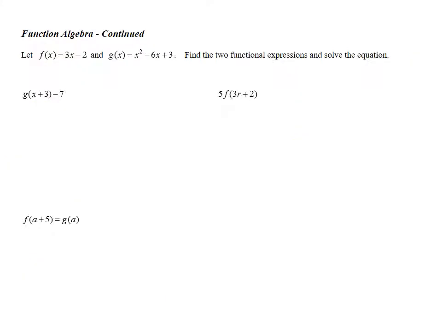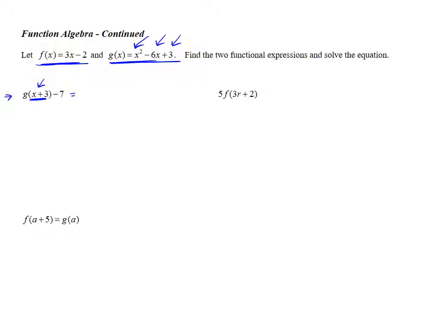Let's do a few more examples. We'll use the same equations we had earlier. f of x equals 3x minus 2, g of x equals x squared minus 6x plus 3. In our first example, we have g of x plus 3 minus 7. Now notice that only the x plus 3 is in the parentheses for the function g, so that means we're only going to put that x plus 3 into the input of g. Remember, g takes an x value and squares it, and then subtracts 6 times that x value and then adds 3. So I'm going to replace x with the quantity x plus 3.